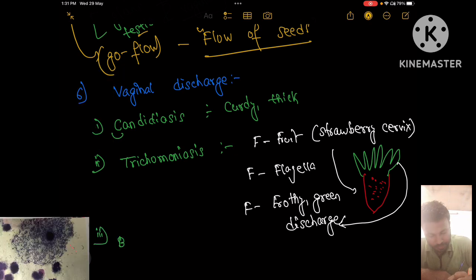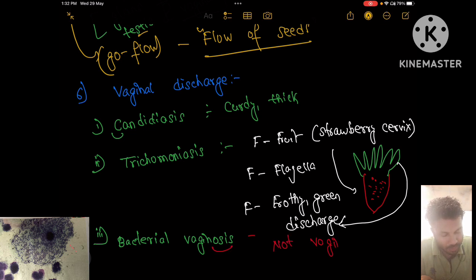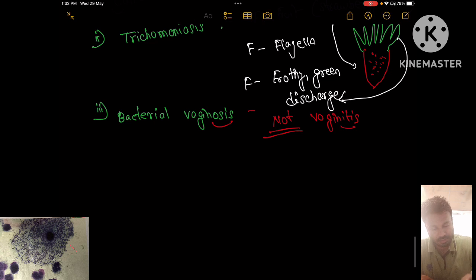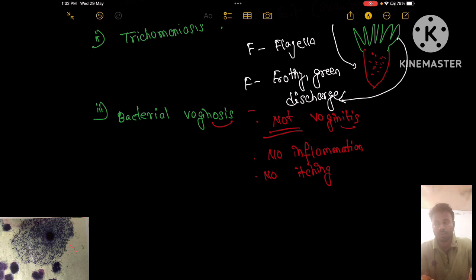Next, bacterial vaginosis. It is not vaginitis, vaginosis. So, no inflammation, no itching.